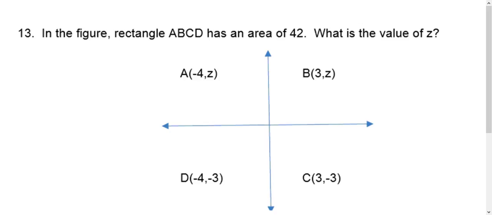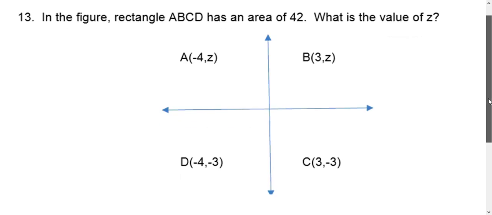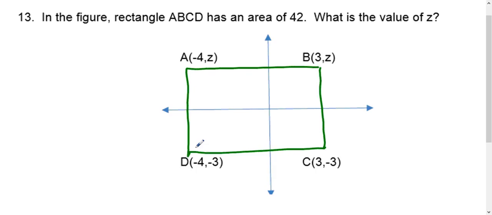So here we have a rectangle. We're told it's a rectangle. And the area is 42. Area of a rectangle is base times height. So if we kind of turn this into a rectangle, figure out how wide the base is. They're both down at -3, so it doesn't go up or down at all. It's just from -4 over to 3. So that's 4 and 3 more. It's got a length of 7.